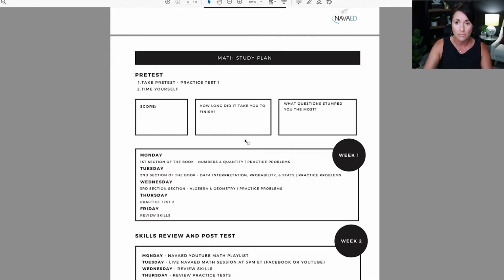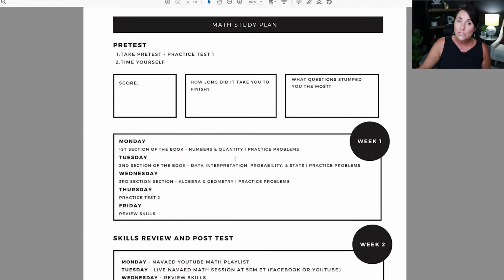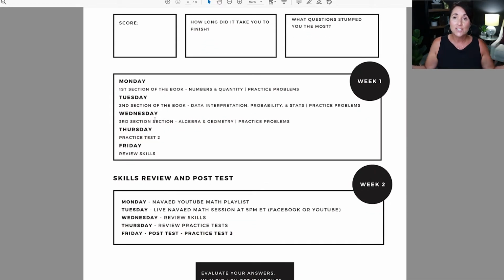Let me zoom in a little bit so you guys can see. So we're going to start with math, and I'm going to show you how to take the pre-test and post-test, and then I'm going to show you a suggested study plan. Now, this is suggested. It may take you longer. It may take you less time. This is just suggested based on what we know, okay?